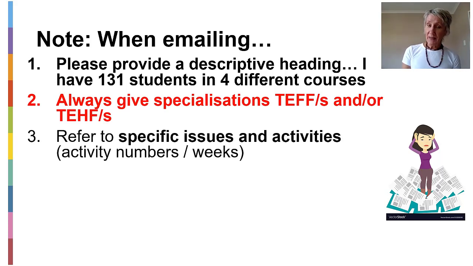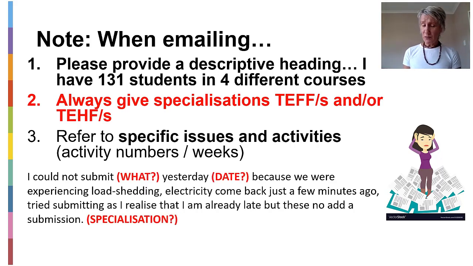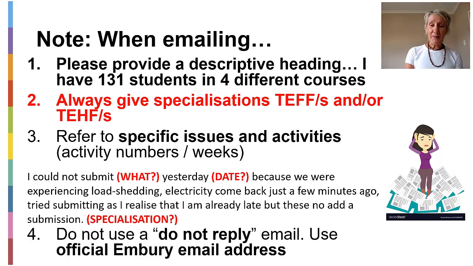Right, always in your email, please be very specific about your issues, dates, numbers, activities, so they don't have to decipher what you're trying to say. What did you not submit, or what did you submit? What was the date? What is your specialization? Give me all the details so I don't have to try and work out what you're trying to say. Remember, I think my numbers are at nearly 140 now, so there's quite a few emails coming this way and that way, so I need to actually decide what I need to read and how I must read it. Save me time, please.